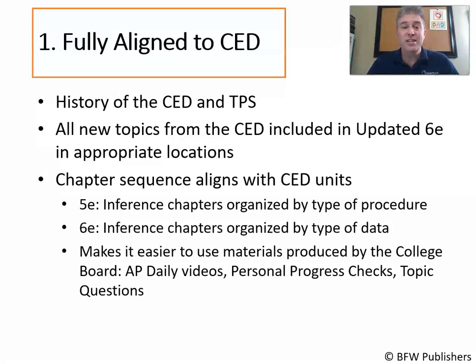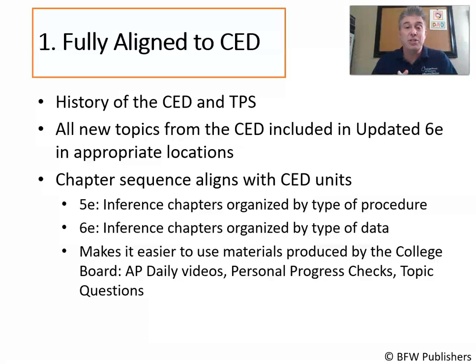Also, you'll note that the chapter sequence aligns with the CED units. In TPS, we have 12 chapters. There are 9 CED units, but they go in the same order. In 5e, the book that you're used to, the inference chapters were organized by the type of procedure. So we had a chapter on confidence intervals for one parameter, and then significance tests for one parameter, and then confidence intervals and significance tests for a difference in parameters. It was organized by type of procedure.